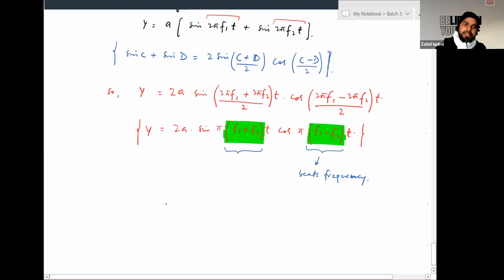So from this part, we can say beat frequency is equal to the difference of frequency of the two waves.